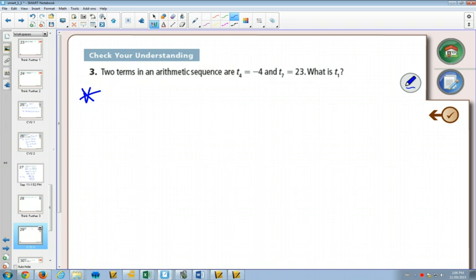I'm going to draw a diagram. I don't know term 1. I'm going to put a space there. I don't know term 2. I don't know term 3. Term 4 right here is -4. Then I don't know term 5, term 6, but term 7 is 23.